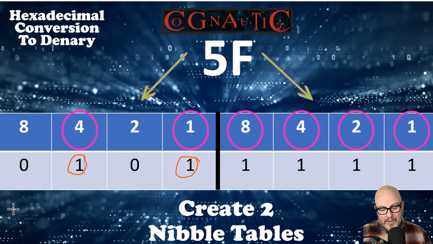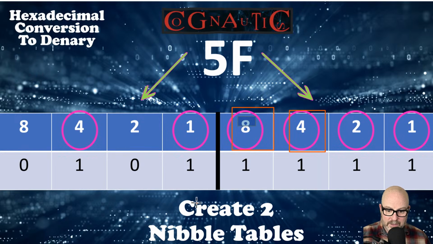Then look at the right-hand side, where we're looking at F. You should have worked out by now that F is 15. What's the biggest number that goes into 15? That is 8. 8 goes into 15, there's 7 left over. What's the biggest number that goes into 7? It's 4. There's 3 left over. This is quite tedious, isn't it? What's the biggest number that goes into 3? It's 2, with 1 left over, and that's the one there.